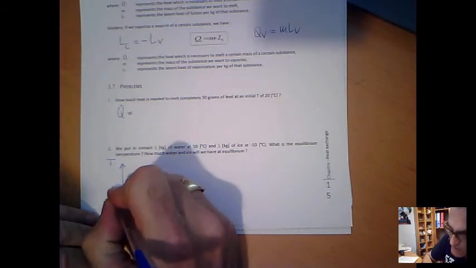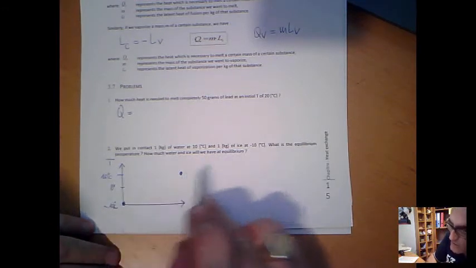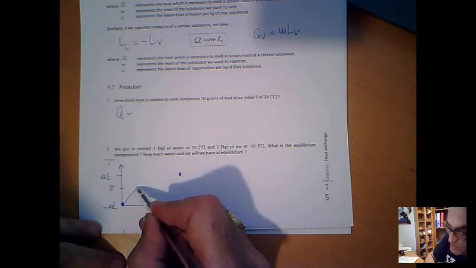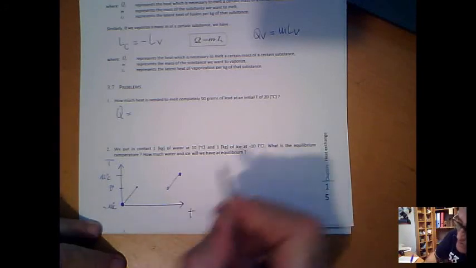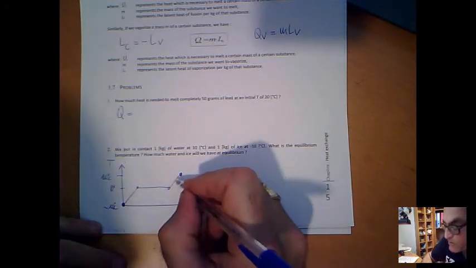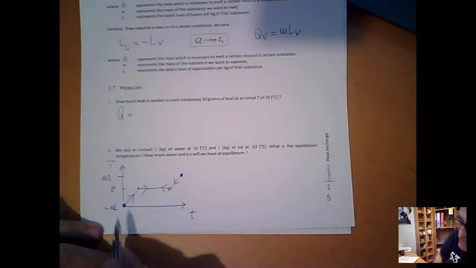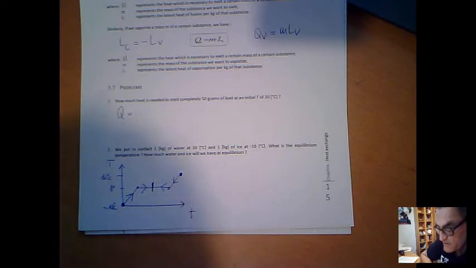We have 1 kilo of ice at minus 10 degrees, and this is 0 degrees, and we have 1 kilo of water at plus 10 degrees. What is going to happen? The ice is going to melt, which means first of all the temperature of the ice is going to increase up to 0, and the water is going to cool down also, and then we will be somewhere on that plateau. So this water here will follow the diagram by coming down here. The ice will follow this diagram by coming up, and there will be some point of equilibrium between the two substances. Okay?